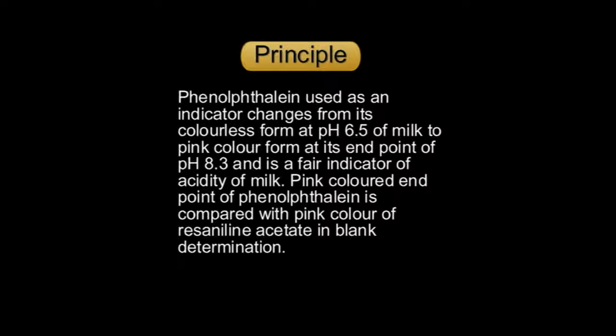Phenolphthalein used as an indicator changes from its colorless form at pH 6.5 of milk to pink color form at its endpoint of pH 8.3 and is a fair indicator of acidity of milk. Pink colored endpoint of phenolphthalein is compared with pink color of ricinoleine acetate in blank determination.